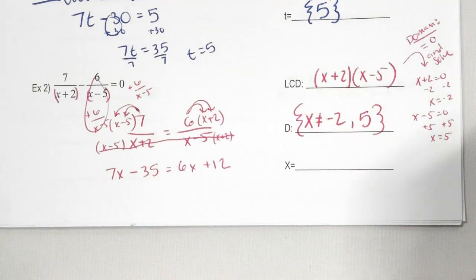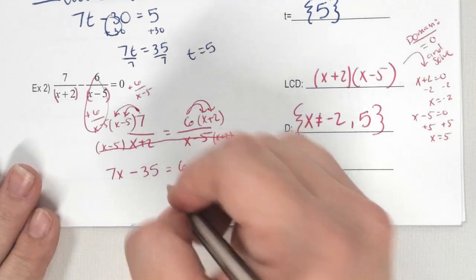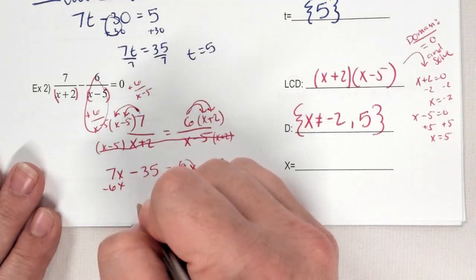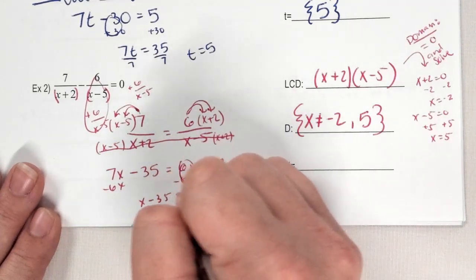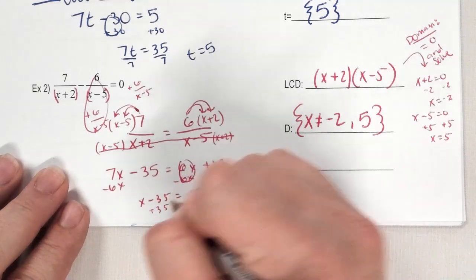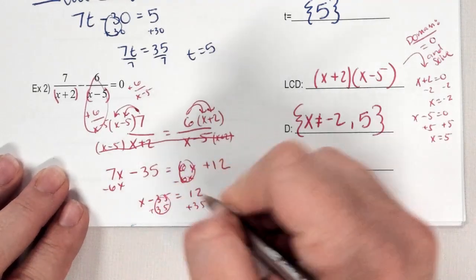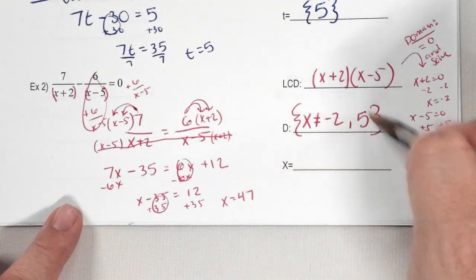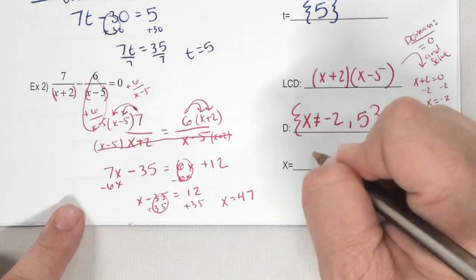Now when we get to this point, I always like to move my smallest variable first when there's a variable on both sides. So which one am I moving? 6. So I'm going to do minus 6x, minus 6x, and that gives me x minus 35 equals 12. Now what? Plus 35 on both sides. And I get x equals 47. Now, is that one of my limitations? No. So it's allowed.